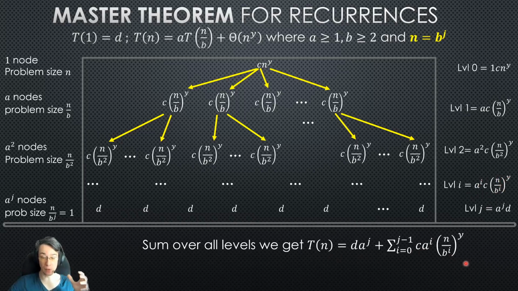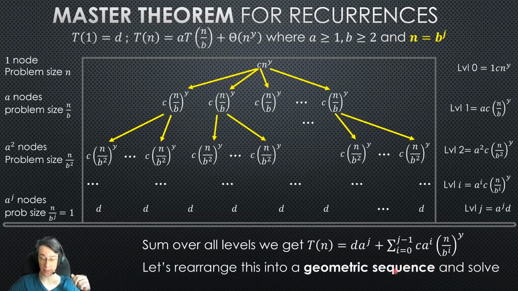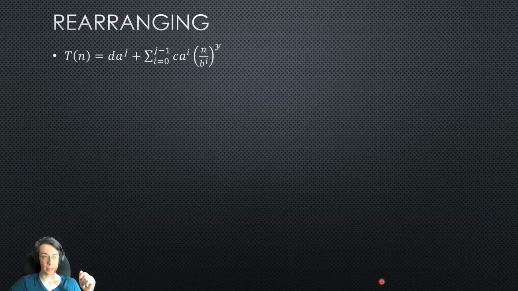We want to solve for this sum. And my claim is that this can be rearranged to be expressed in terms of a geometric sequence. So let's rearrange this into a geometric sequence and solve it for a closed form expression. Okay, so we're going to do a bunch of rearranging here. Here's our expression copied from the previous slide.